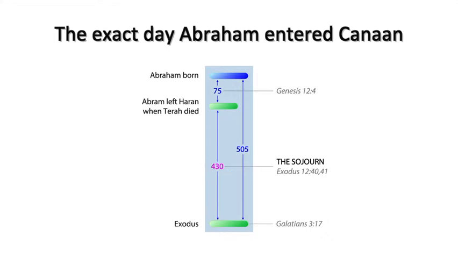Therefore, the time from his birth to the entry into the land must have been exactly 75 years. In other words, he entered the land on his 75th birthday, which was therefore the 15th day of the 7th month, which is Tabernacles. It was indeed a feast day.